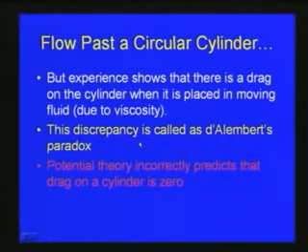So, this discrepancy is called D'Alembert's paradox. That means, when we use the potential flow theory for real fluid flow, say like the flow surrounding a cylinder which we have seen here, the drag force becomes 0 and lift force is 0, which is not realistic as far as the real fluid flow is concerned. So, this discrepancy is called D'Alembert's paradox. The potential theory incorrectly predicts that drag on a cylinder is 0, which is not realistic.